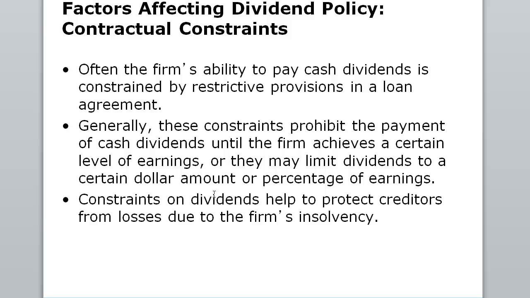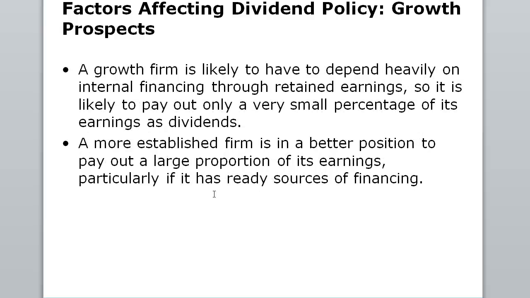So a loan agreement, like a mortgage on a big property or buying another business, could say no dividends until you've paid back this loan, or they achieve a certain level of earnings, or they might limit dividends to a certain dollar percentage of their earnings. It helps protect the creditors, and these provisions in the loan agreement could make the interest rate on the loan much lower because it makes the loan less risky.